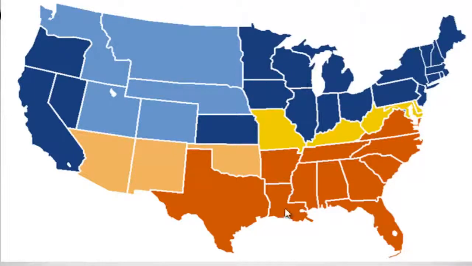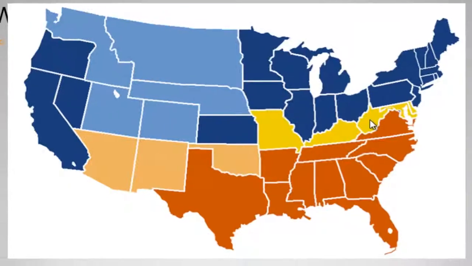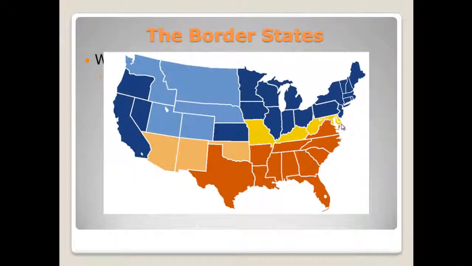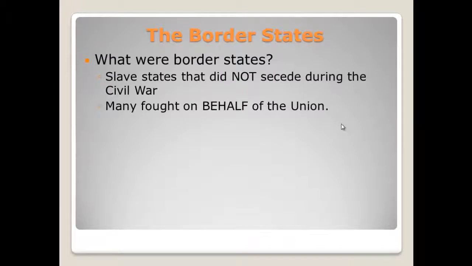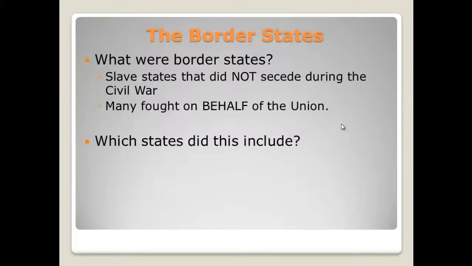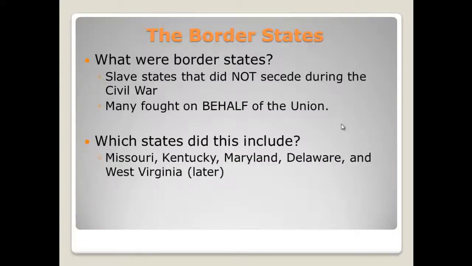And that included Missouri, Kentucky, West Virginia, which comes a little later. It's formed during the Civil War, and then we have Maryland and Delaware as well. And many people in these states fought on behalf of the Union, even though they had slaves. So which states did these include? Again, know these five. It's Missouri, Kentucky, Maryland, Delaware, and West Virginia later after it is formed from Virginia.